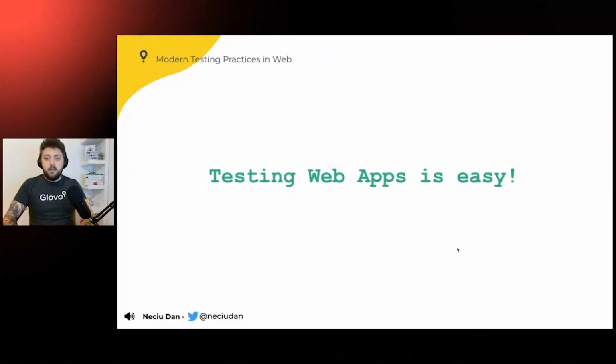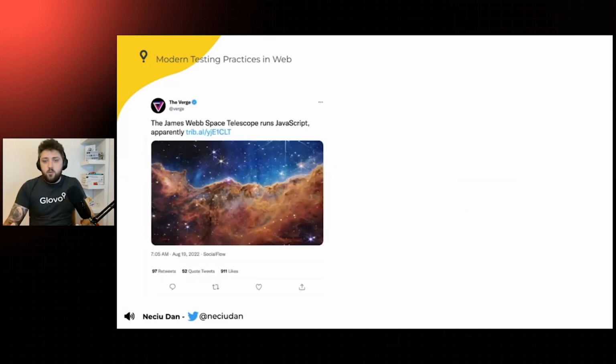Hello. Testing web apps is very, very easy, said absolutely no one ever. And the reason why people are not saying this is because the modern web has evolved from being a series of links and articles to the wonderful experience that we have today in the browser. To give you an example, the James Webb Space Telescope that captures never before seen images of the universe, its UI is built using JavaScript.